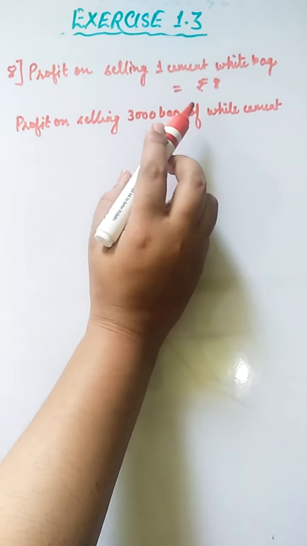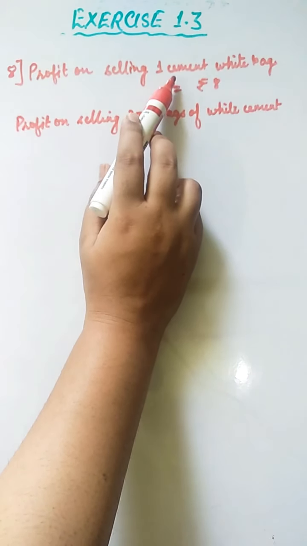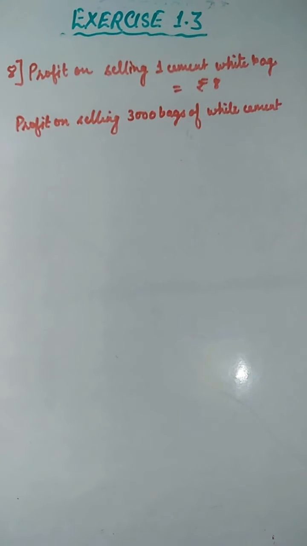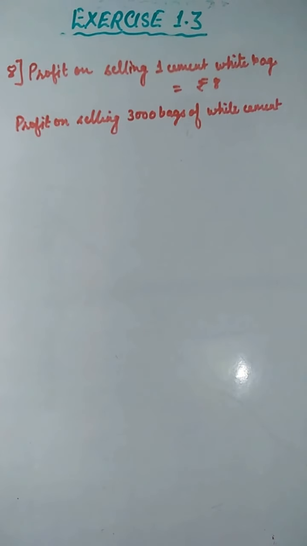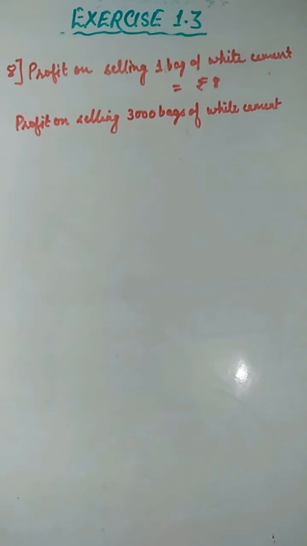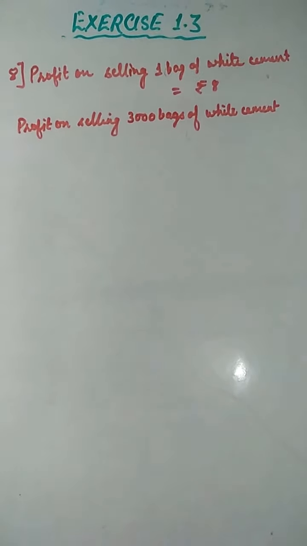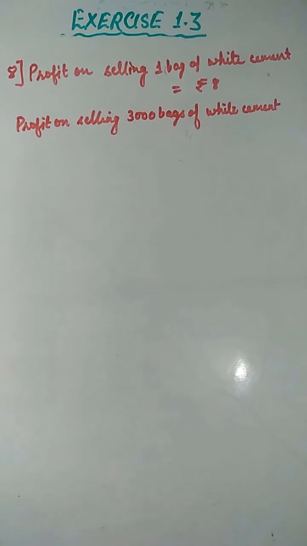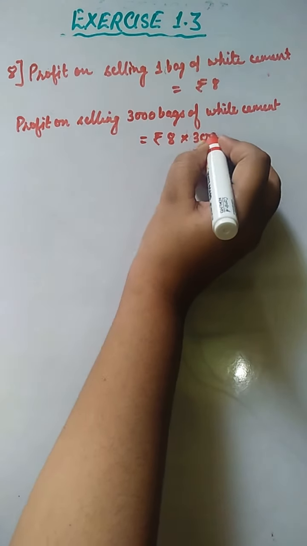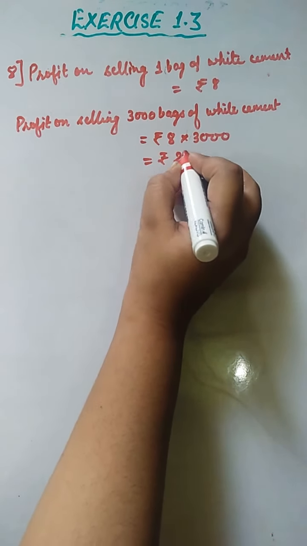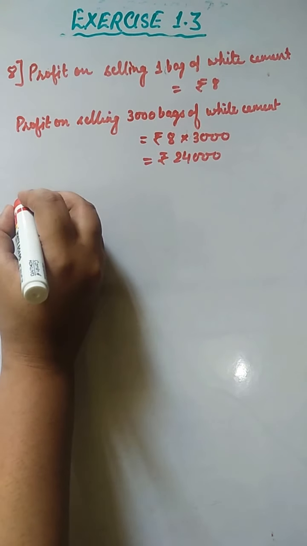So, one white cement bag, I have written cement white bag, so you can correct it. Okay, so I have corrected. Profit on selling one bag of white cement is rupees 8. Therefore, profit on selling 3000 bags of white cement is rupees 8 into 3000. That is how much? Rupees 24,000. So the company has made a profit of rupees 24,000.